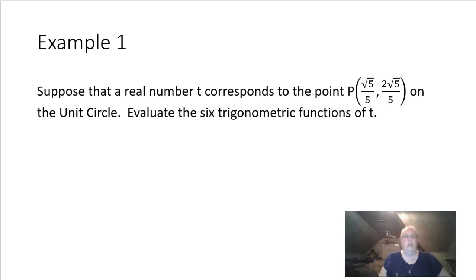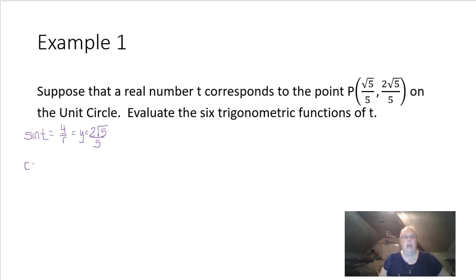Okay, the sine of t is going to be defined as the y-coordinate divided by the radius. But on the unit circle, the radius is 1, so in essence, the sine is just going to be the y-coordinate. And in this case, that's just going to be 2 times the square root of 5 over 5.